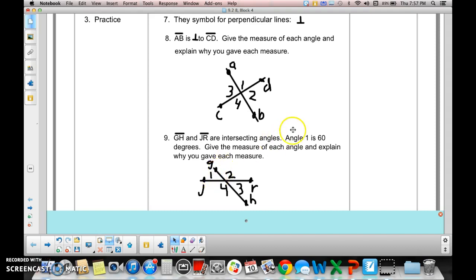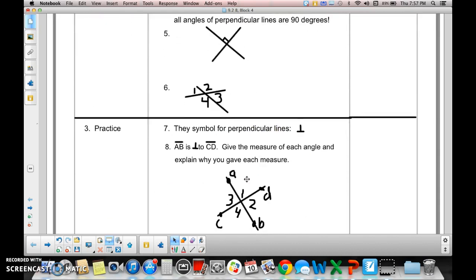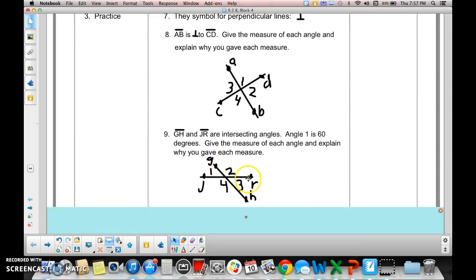I know angle 1 is 60 degrees because it tells me right here. If angle 1 is 60 degrees, angle 3 has to be the exact same measurement because we have intersecting lines and opposite angles. Angle 1 is opposite angle 3. Opposite angles are congruent. Opposite angles that are congruent are called vertical angles. So angle 1 and angle 3 are both going to be 60 degrees, because I already gave you the measurement for angle 1.